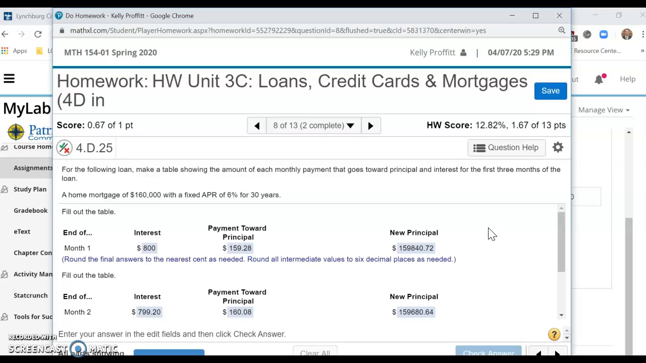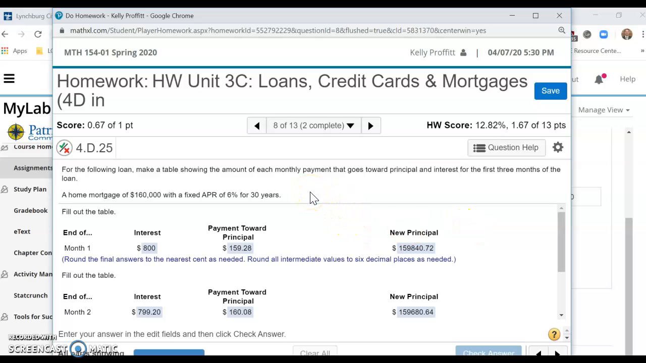What they want you to do is, in the previous section, you figured out how to find the loan payment. But what they're wanting you to do here is calculate the amount of that payment that goes towards interest and the amount that goes towards the principal. They want you to separate it out: first month, second month, third month, and so forth. So this is the problem I got.